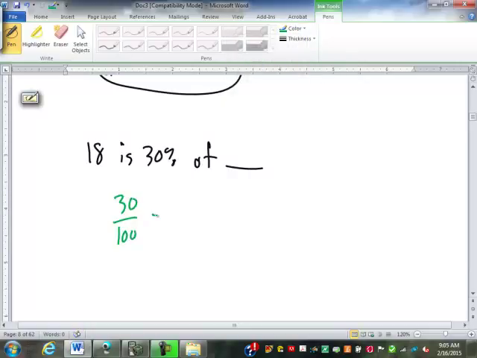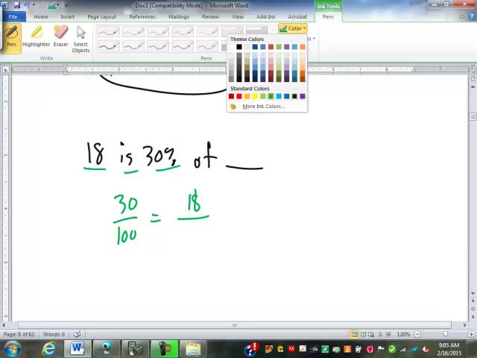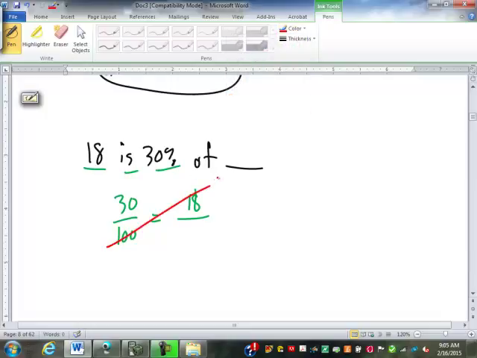30%, 30 out of 100. Now the 18 goes on top. Good. 18 is 30%. So we cross multiply and divide. 100 times 18 is 1800, divided by 30 is 60. 18 is 30% of 60.